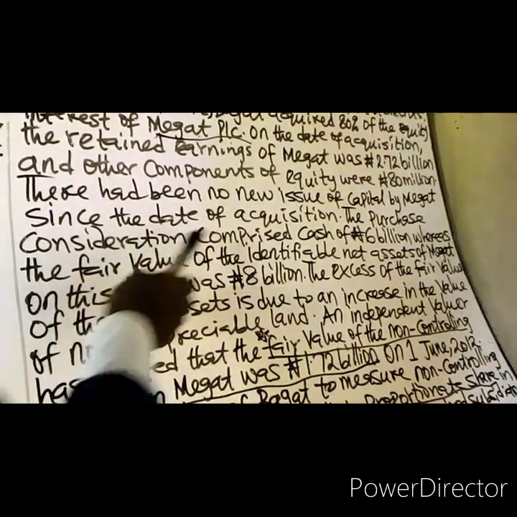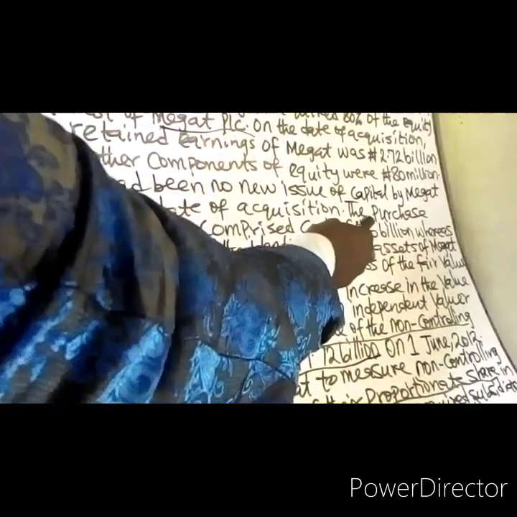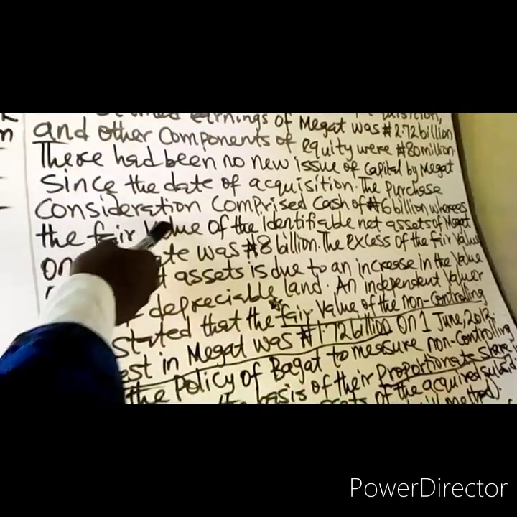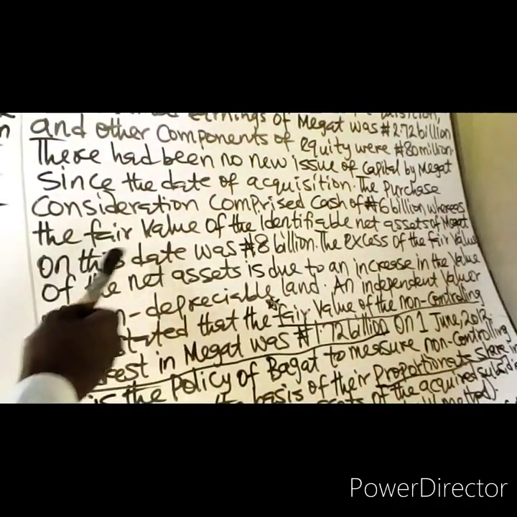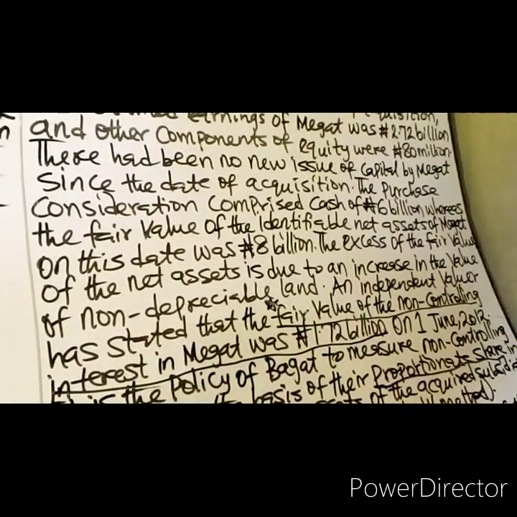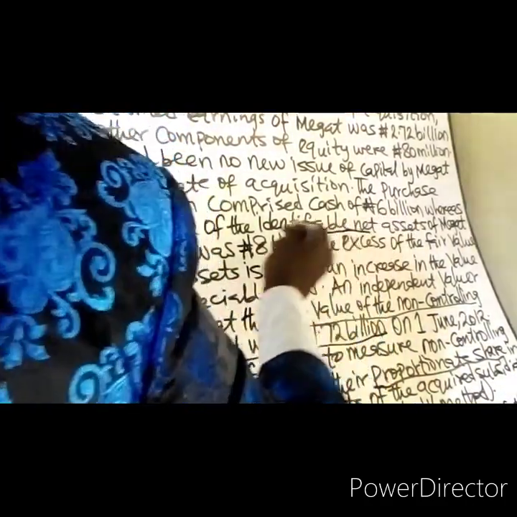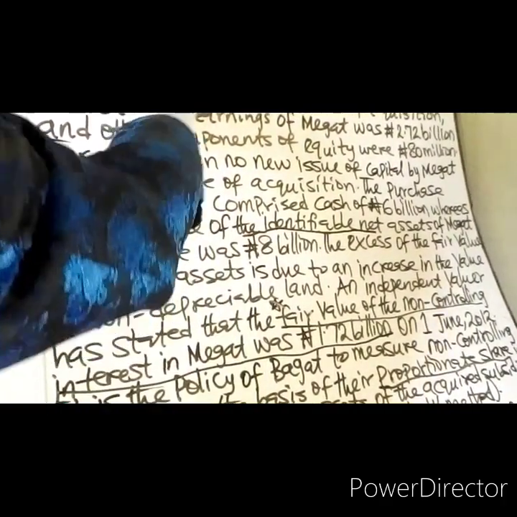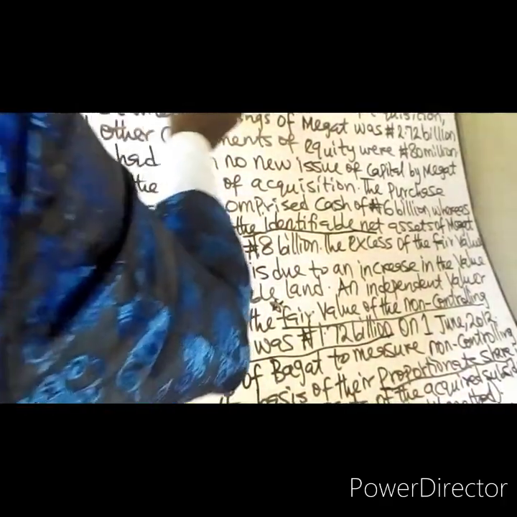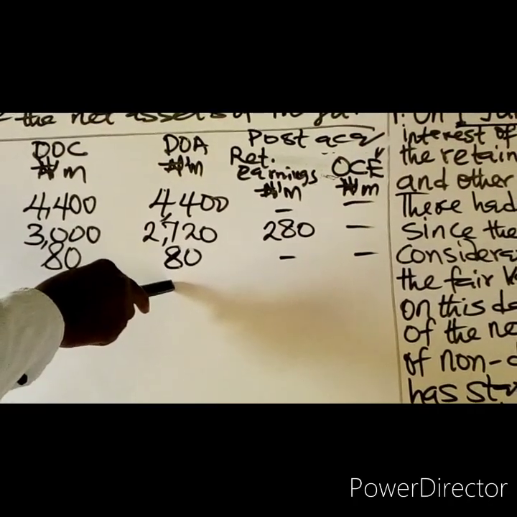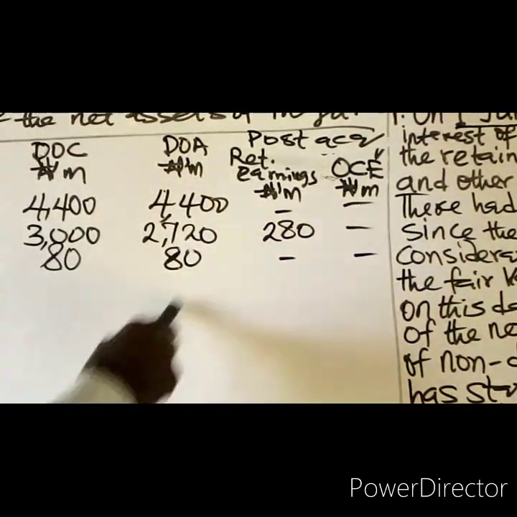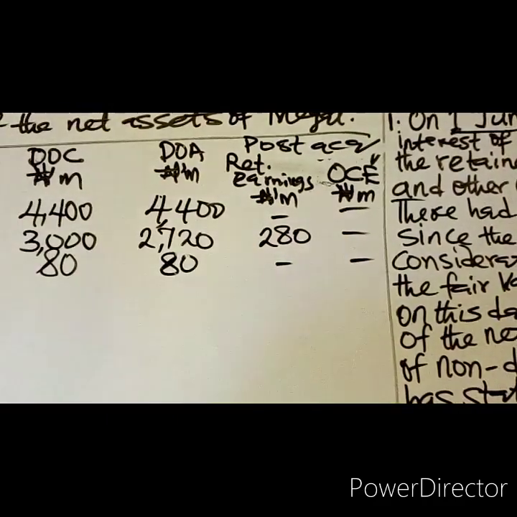The purchase consideration comprised cash of 6 billion naira, whereas the fair value of the identifiable net assets of Megat on this date was 8 billion. That means the fair value of the identifiable net assets on this date, that is, the date they are referring to, is 1st of June 2012, which is the date of acquisition. That means the fair value of this net asset at the date of acquisition is what we are given to be 8 billion. The sum of this should be 8 billion. That is what that means.